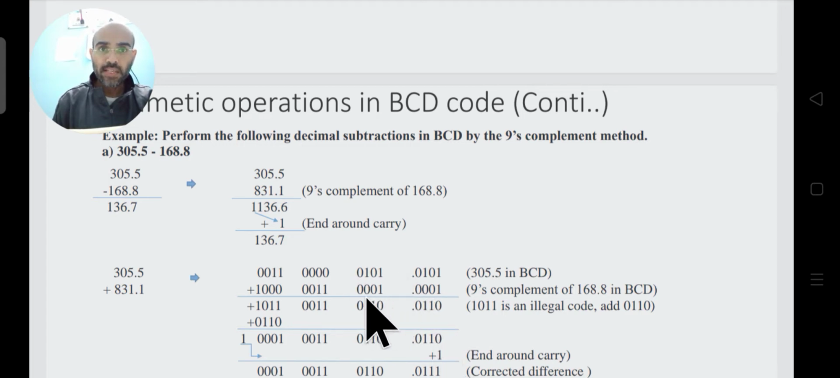Again, we will see the same thing. Although we have to perform the subtraction, to perform it using the 9's complement or the 1's complement method, we have to do the addition. So if we are doing addition, then we have to follow the rules of addition. If the code is an illegal code, then to skip the code we have to add 6 to it. Although in this case there is no such situation, so we don't have to do that.